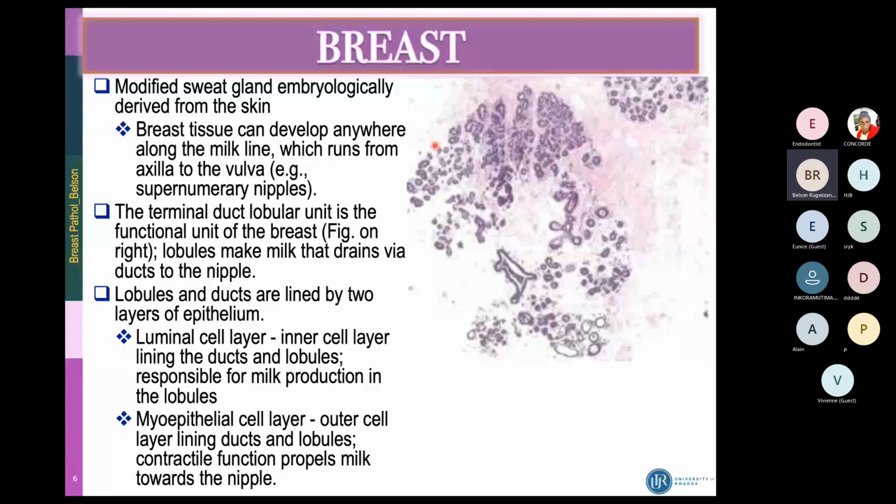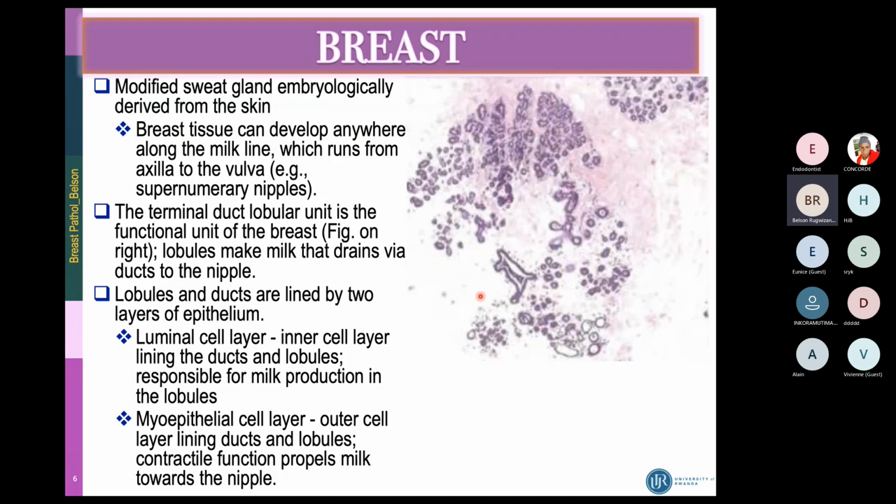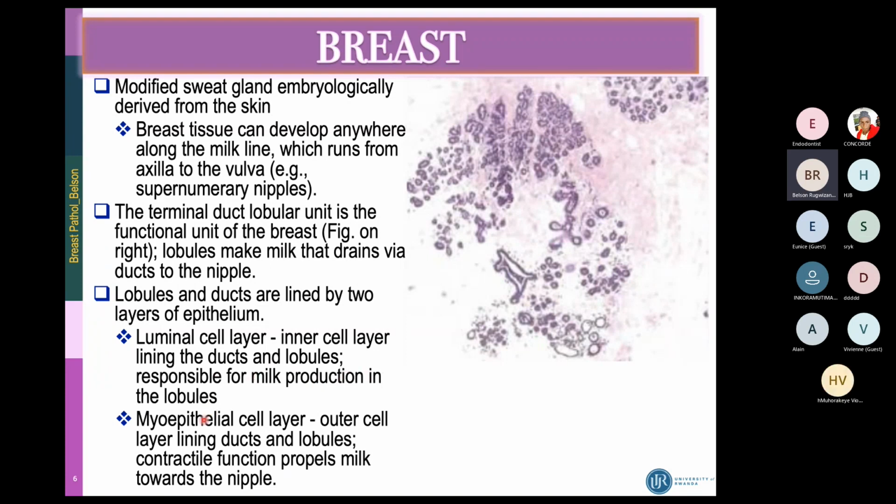The terminal duct lobular unit is the functional unit of the breast, which is shown here. It means you have a central duct, then you have lobules around it. This is called the terminal duct lobular unit. Lobules make milk that drains via the ducts up to the nipple. Lobules and ducts are lined by two layers of epithelium. The luminal cells are the inner layer lining the ducts and the lobules, responsible for milk production in the lobules. And behind them, we have another epithelial cell layer.